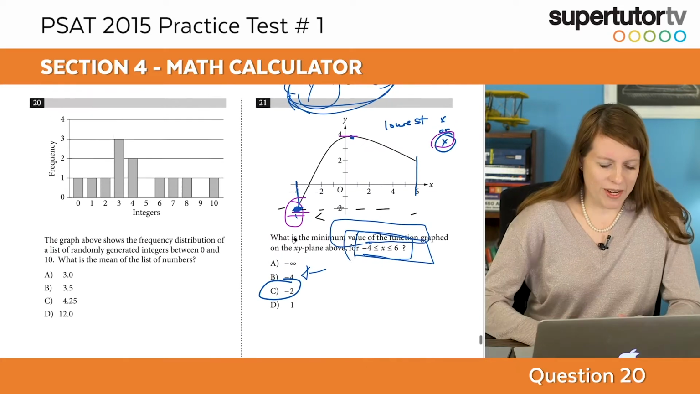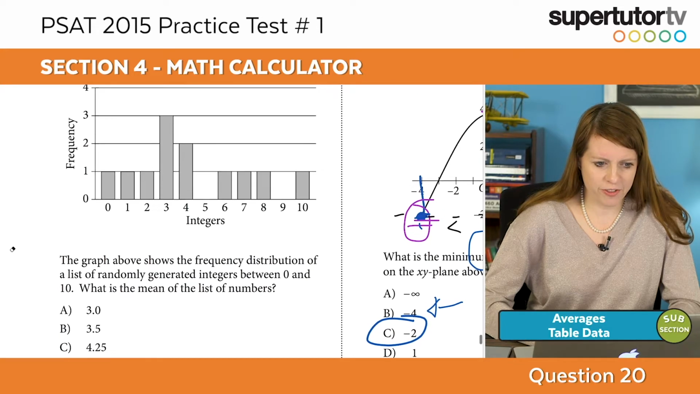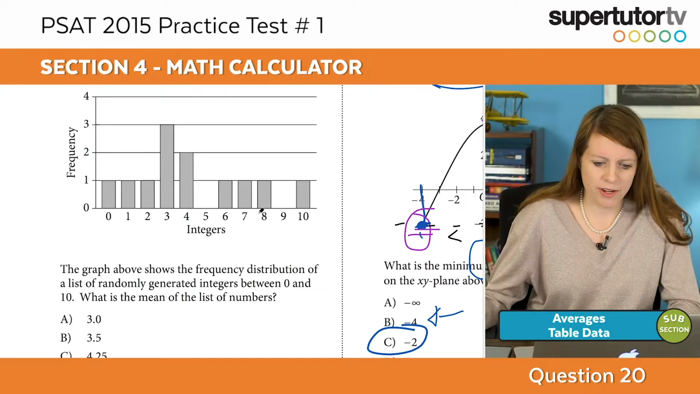Awesome. 20. All right, we have this fun histogram bar graph thing here. The graph above shows the frequency distribution of a list of randomly generated integers between 0 and 10. So this is how often, the frequency, of randomly generated numbers. What is the mean of the list of numbers? Whenever we need a mean, that's just a fancy word for average, okay?